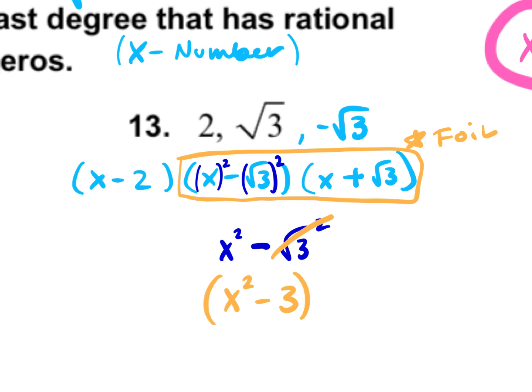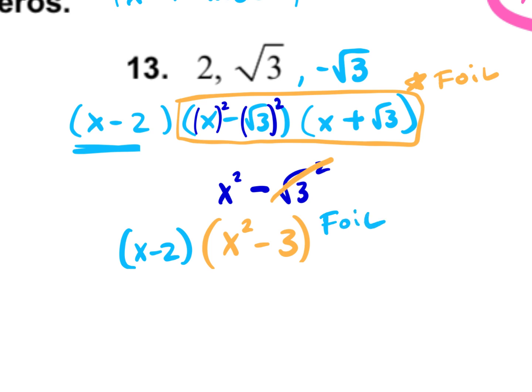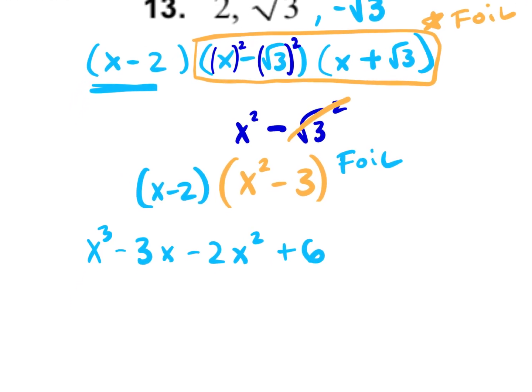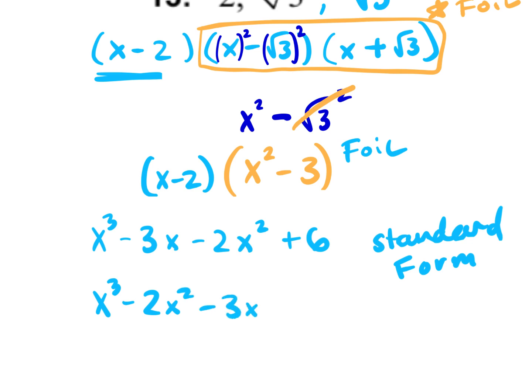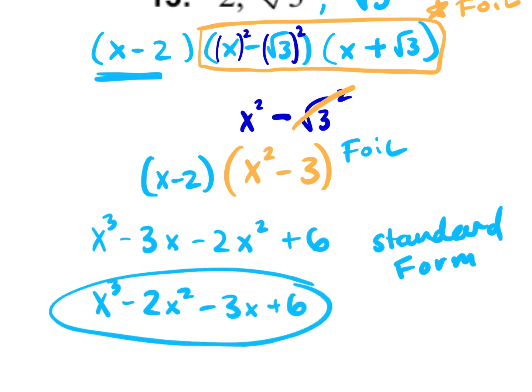What do I have to do next? I still have to multiply the x minus 2 to it. So then from here, we just have to FOIL it out. So multiply the first ones, we get x cubed, the outsides, negative 3x, the insides, negative 2x squared, and then the last would be plus 6. Can I leave my answer like this? No, why not? I have to put it in standard form. So x cubed minus 2x squared minus 3x plus 6. That would be our answer.